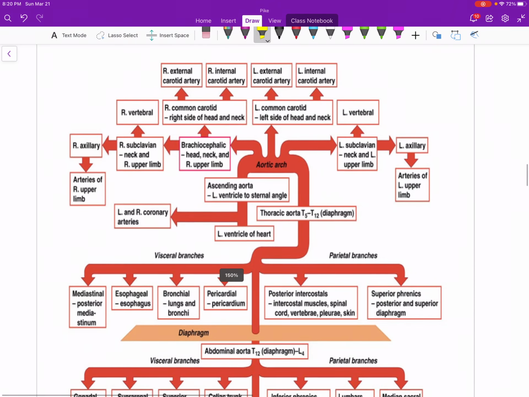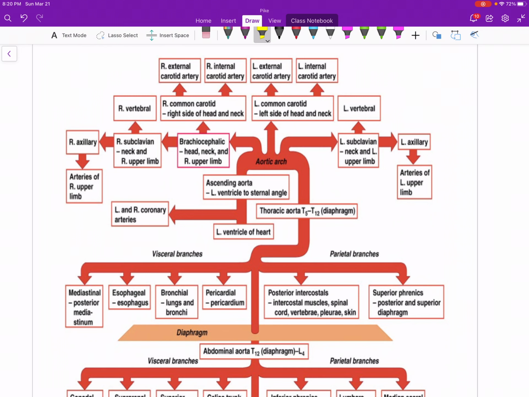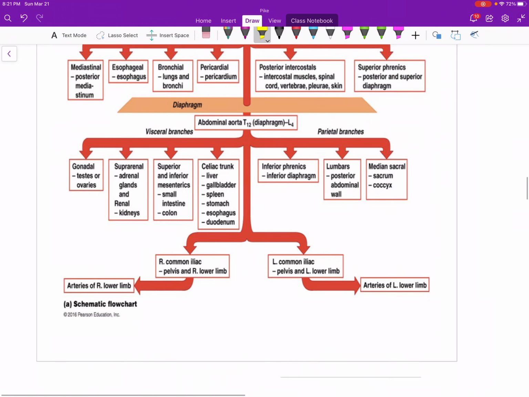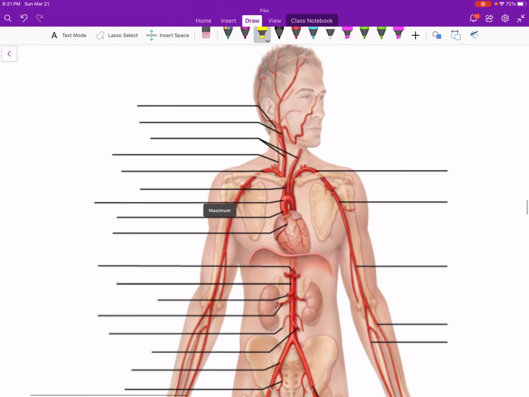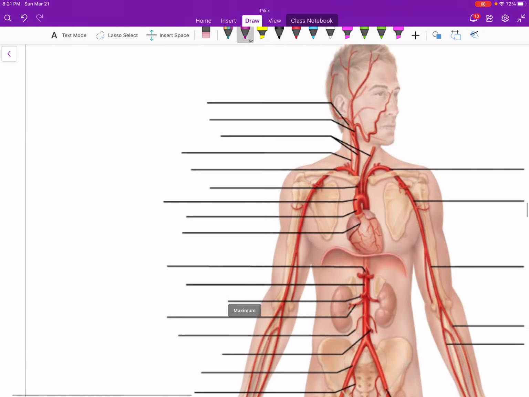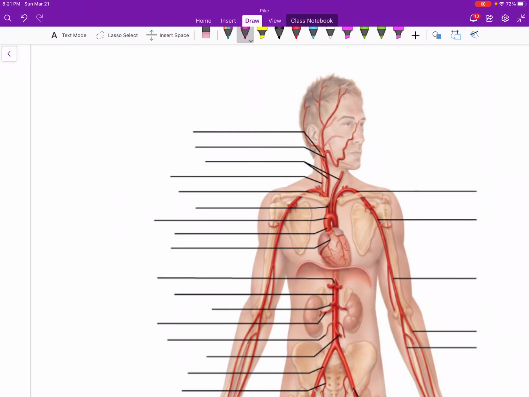This right here I know it looks totally crazy, but this is a kind of a concept map of your vessels, and we're going to draw something very similar to this. But first we're going to label our diagram. So just go with me, fill in the words, and then we're going to do a concept map where you can understand it just a little bit better.